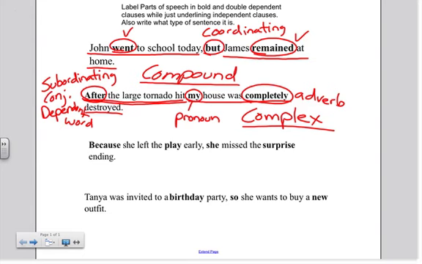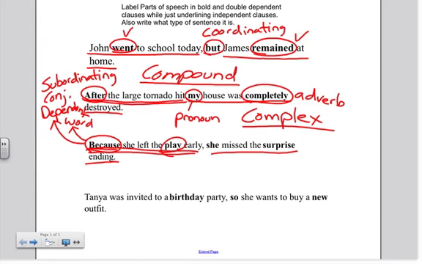Next sentence. Well, because she left the play early, she missed the surprise ending. So we have the same thing here as we had there. We have a subordinating conjunction, dependent word. Alright, it means if I just said she left the play early, that would be independent. But since I have because at the beginning, that makes it dependent. So it's a dependent clause, so it's double underlined. And she missed the surprise ending is independent because it's needed to make a complete sentence.